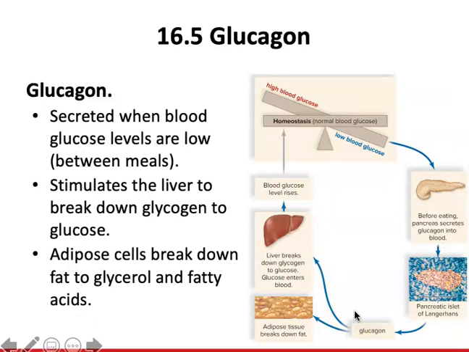This is going to be secreted when blood glucose levels are too low, so typically between your meals. This is going to stimulate the liver to break down that glycogen into glucose. It also promotes the use of fat and protein in preference to glucose as energy sources. Adipose cells can break down fat into glycerol and fatty acids. The liver can then take those up and use them to make glucose. So in this way, the glucagon raises the blood glucose level. So when your blood glucose gets too low, glucagon is secreted and it brings that level back up to normal.